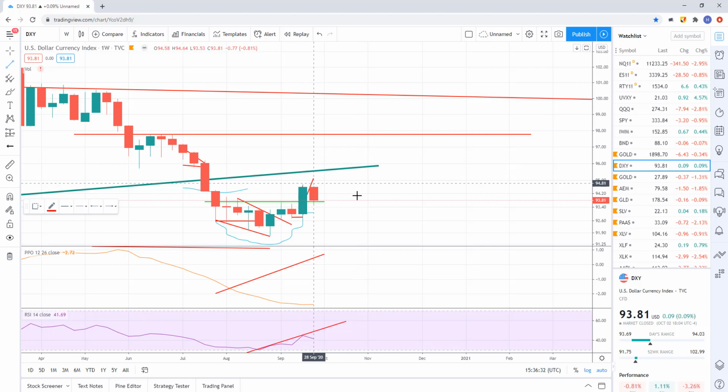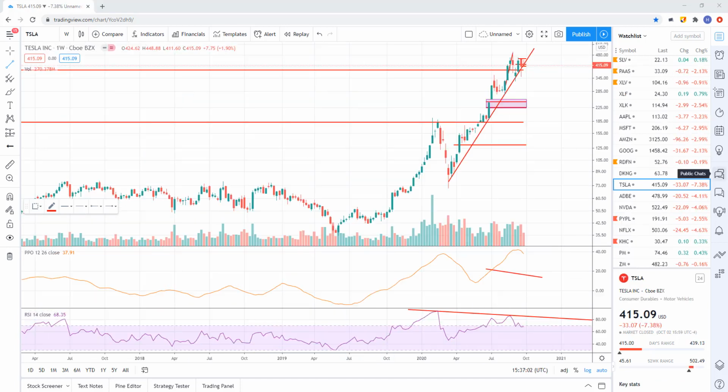So I see a back test of that level, 95.50. If it breaks above, again, there's bigger things happening, so we'll have to evaluate that if and when that comes. Let's look at Tesla.